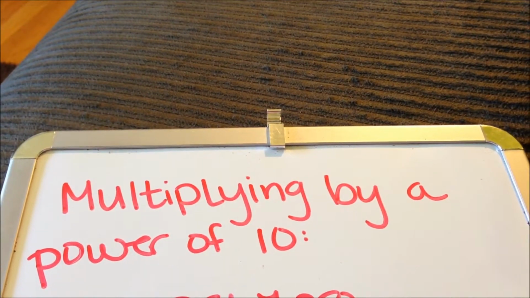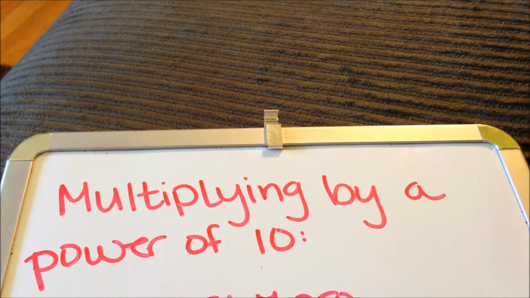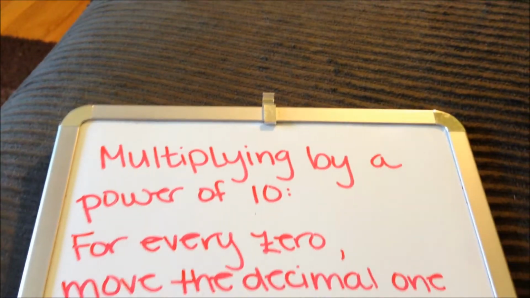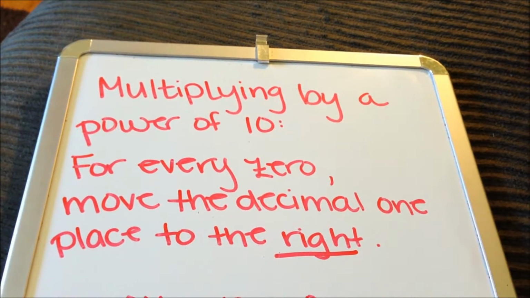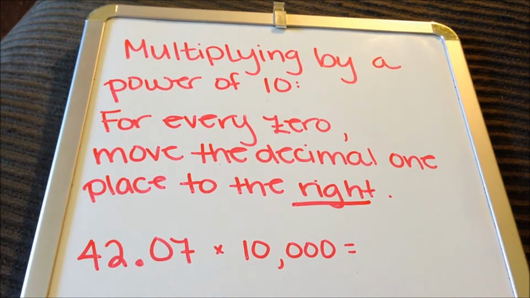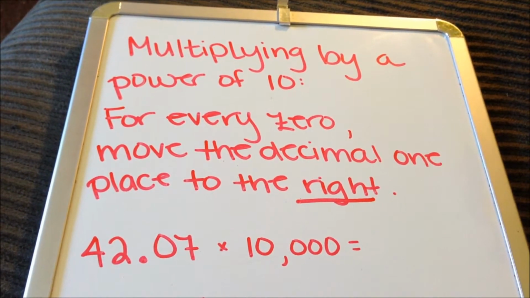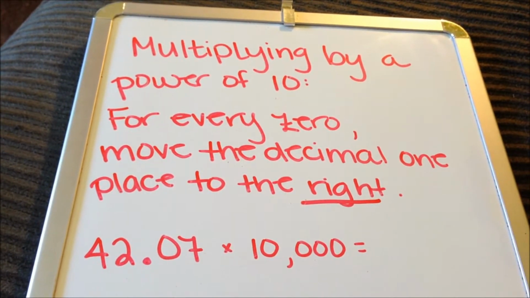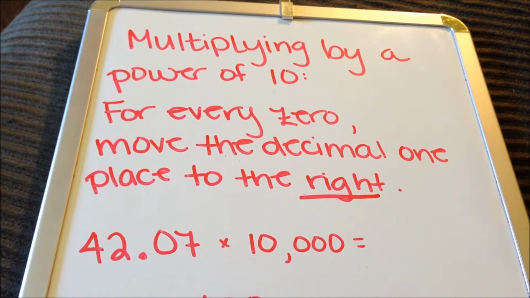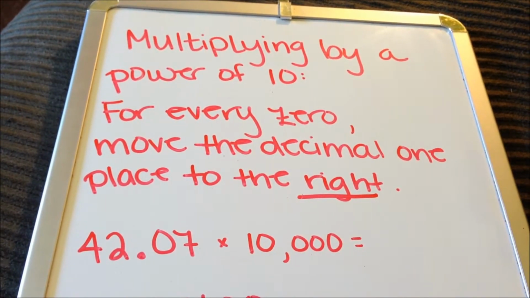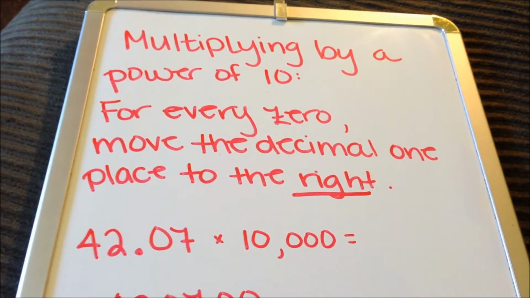Let's talk about multiplying a number or a decimal number by a power of 10. For every 0 you have, move the decimal 1 place to the right. For example, 42.07 times 10,000 means to take the decimal point in the number and move it 1, 2, 3, 4 places to the right because there are 4 zeros in the number 10,000.